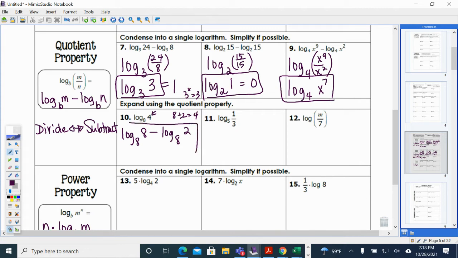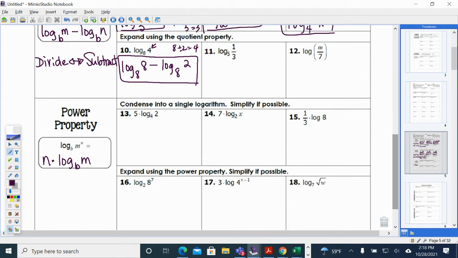Again, I'm not worrying too much about expanding. You do need to be comfortable with condensing.